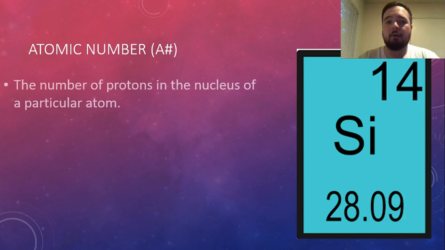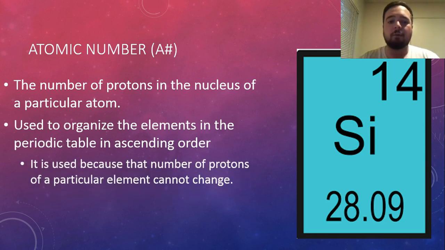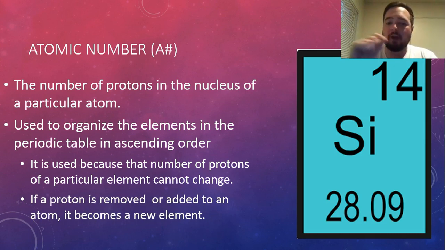Okay, so atomic number. Atomic number is the number of protons in the nucleus of a particular atom. So the atomic number is what's used to organize the elements in the periodic table in ascending order. It's used because the number of protons of that particular element cannot change. If you change the number of protons, it means you change the element itself. If a proton is removed or added, it becomes a new element.